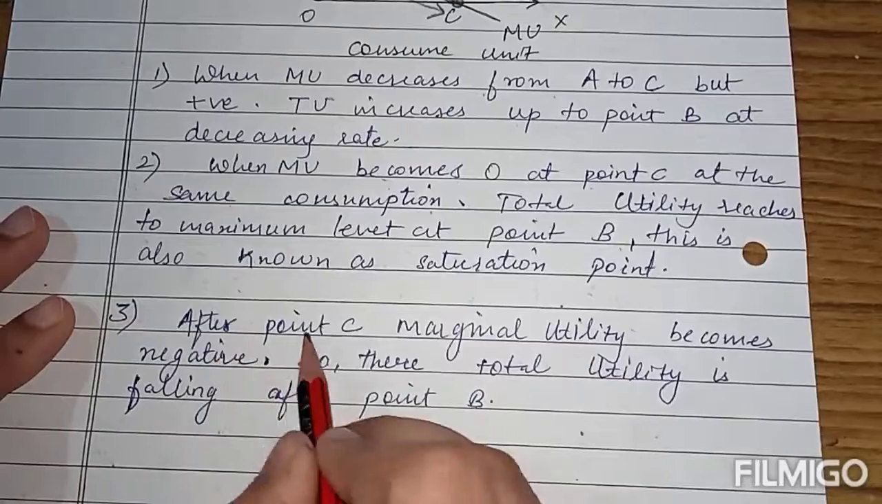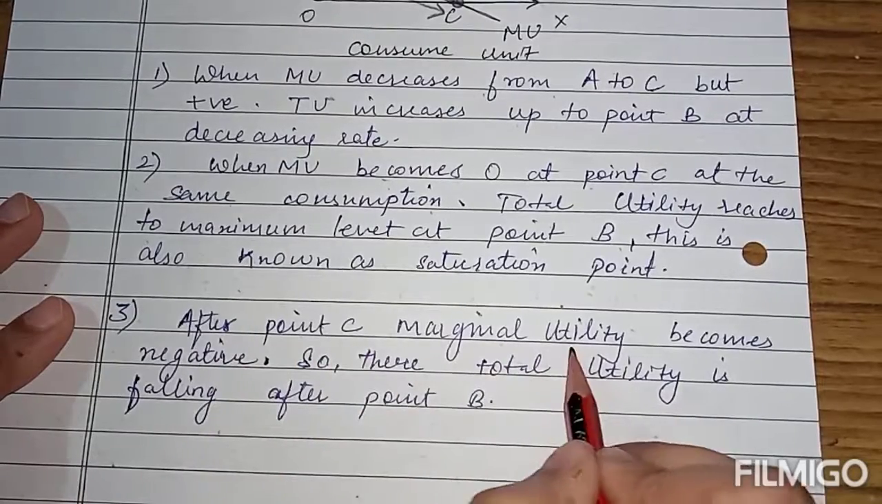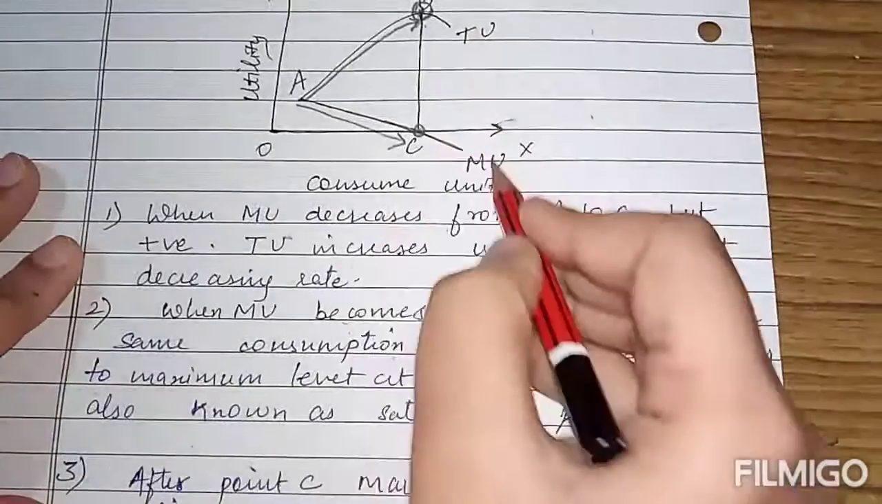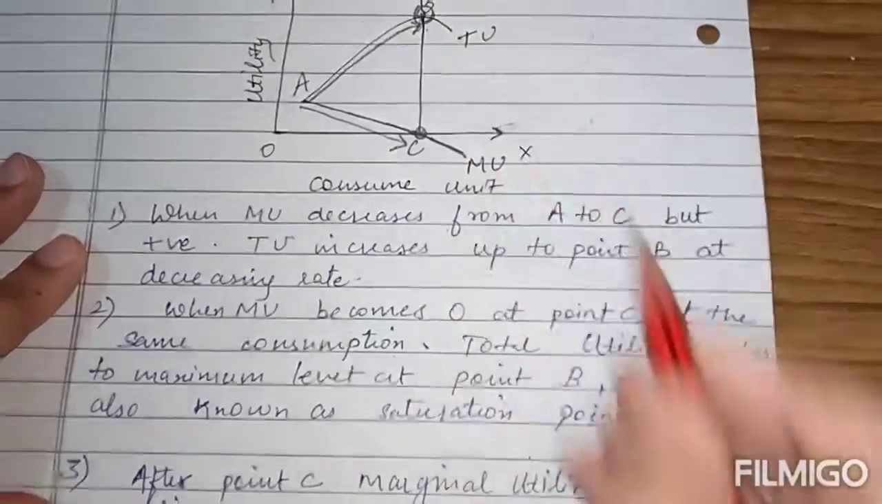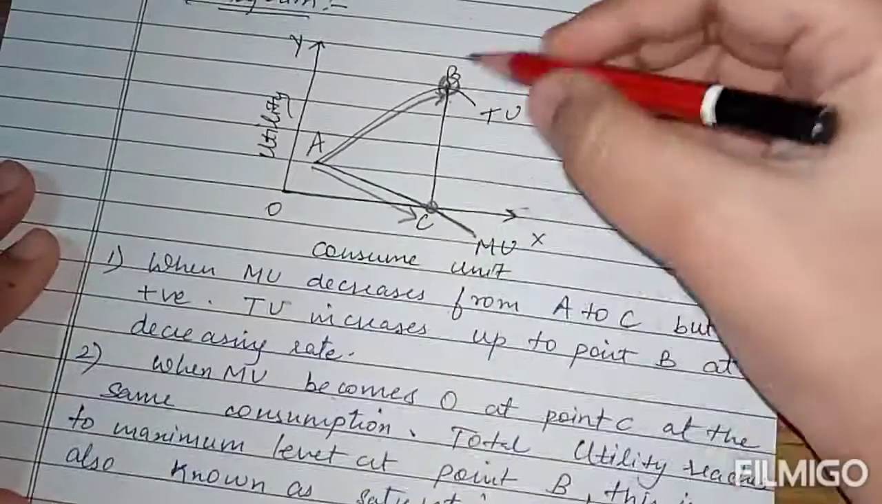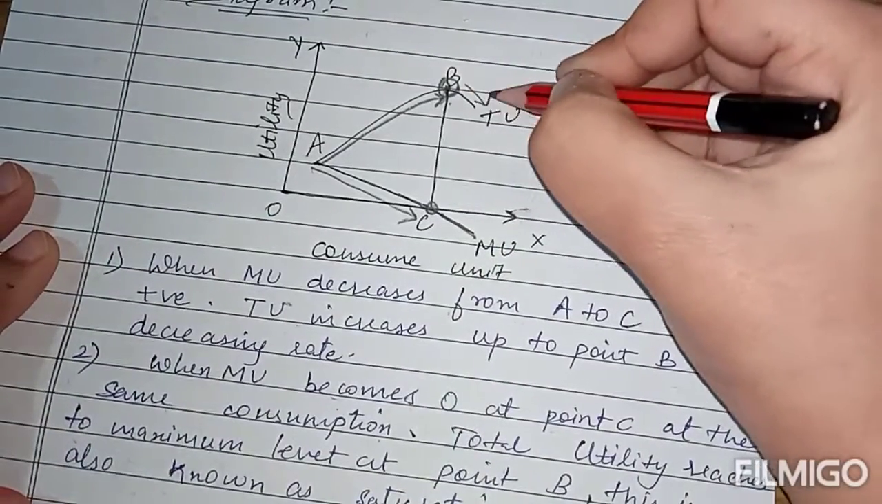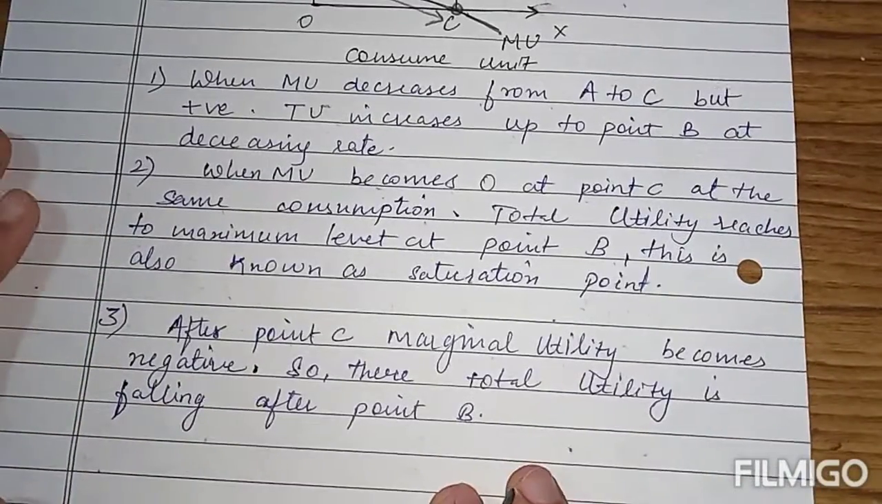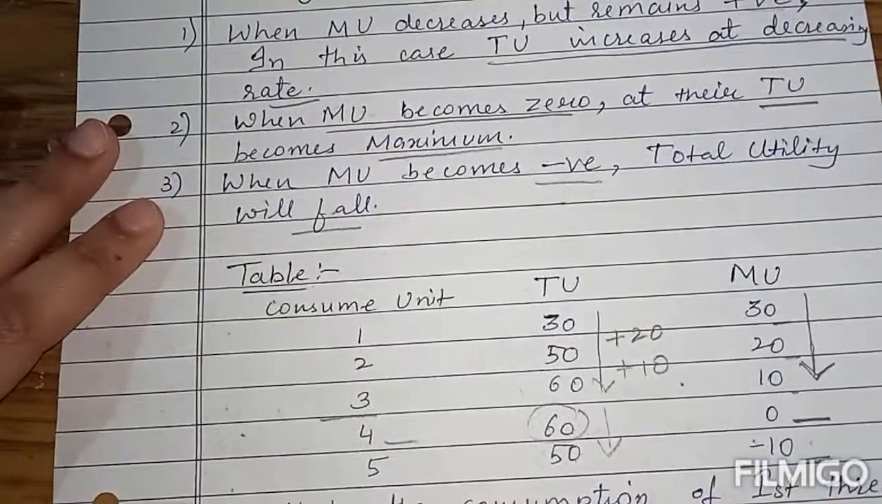Now the third is after point C, marginal utility becomes negative. C point के बाद marginal utility negative हो गई है. So total utility is also falling after point B. You have understood the relationship between total utility and marginal utility.